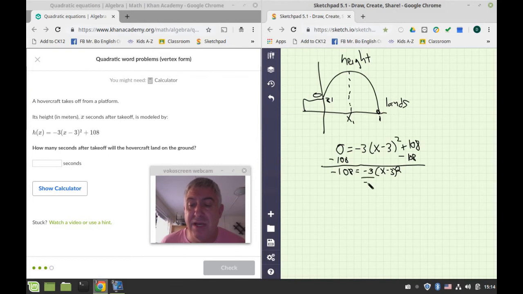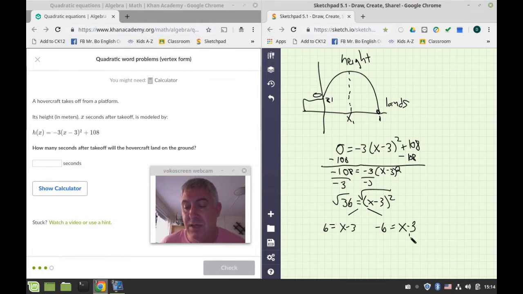All right, I'm going to divide by negative 3. Divide by negative 3, and now I've got 36 equals x minus 3 squared. I'm going to take the square root, and I'm going to end up with 2 answers. One is positive 6, and one is negative 6. Negative 6 squared is 36. Positive 6 squared is 36. So I'm going to add 3 to both sides. And I'm going to get negative 3. And I'm going to get 9.